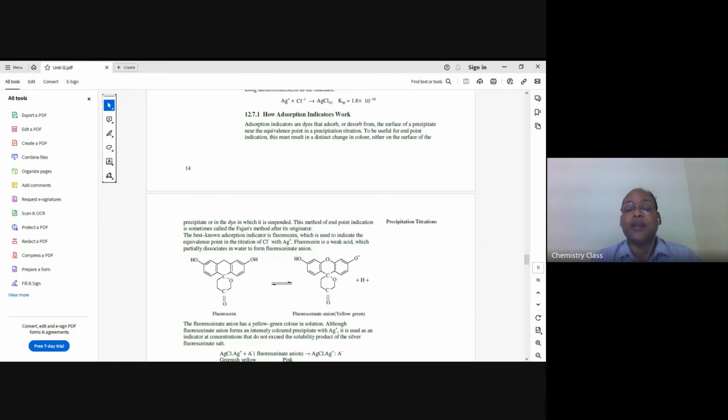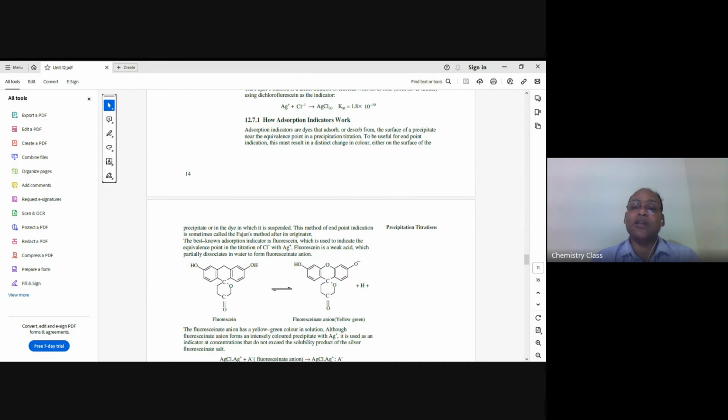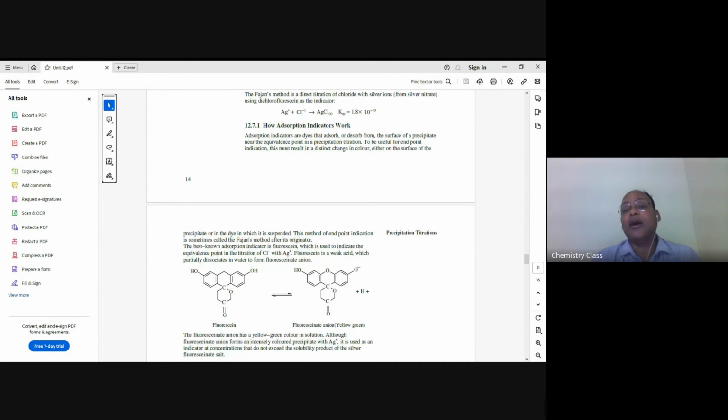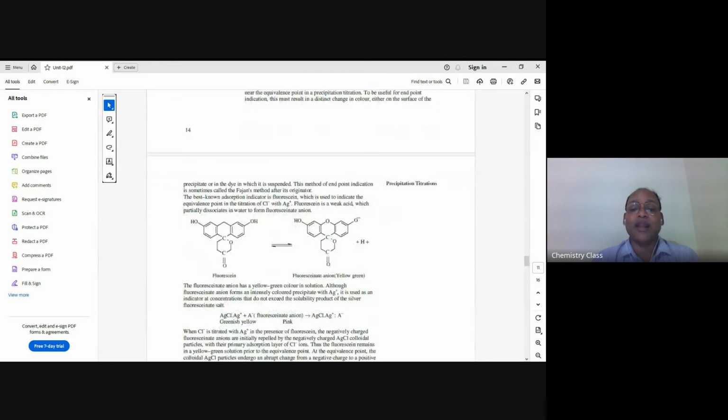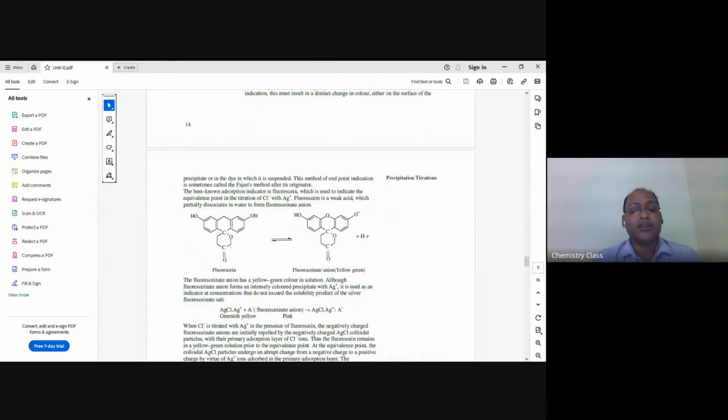So be careful. There are two things: you can find the color change on the surface, or in the dye where it is suspended. These are important points, because sometimes people only check the surface and the color is not formed. You have to check the dye solution in which it is suspended, because the color may change there as well. So both things are important. If you check only one, the other may not change, and some issues may arise.